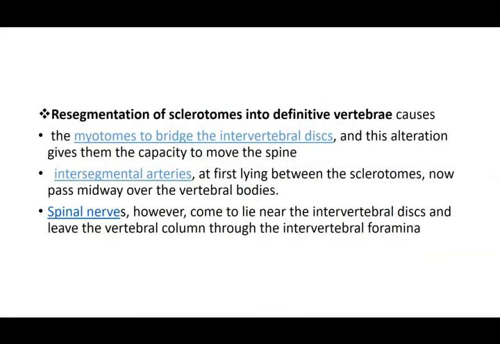Okay. Intersegmental arteries lying between the sclerotomes now pass midway over the vertebral bodies. Spinal nerves come to lie near the intervertebral disc and leave the vertebral column through the intervertebral foramen. So this reshuffling is because of the arrangement of the resegmentation.